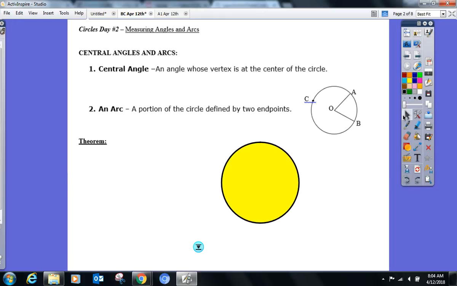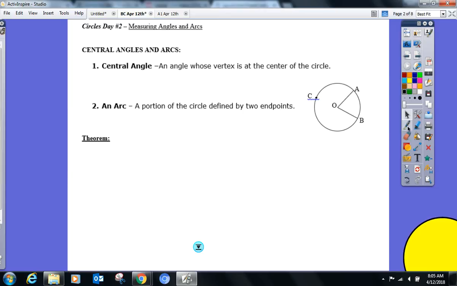Well, if you read through it, the vertex has to be on the center, okay? In a circle, if it's going to be defined as a central angle, the vertex has to be on the center. So in our case here, the central angle will be angle AOB in that circle. Why is it referred to as central? Again, the vertex is where? The center of the circle, okay? The center of the circle.